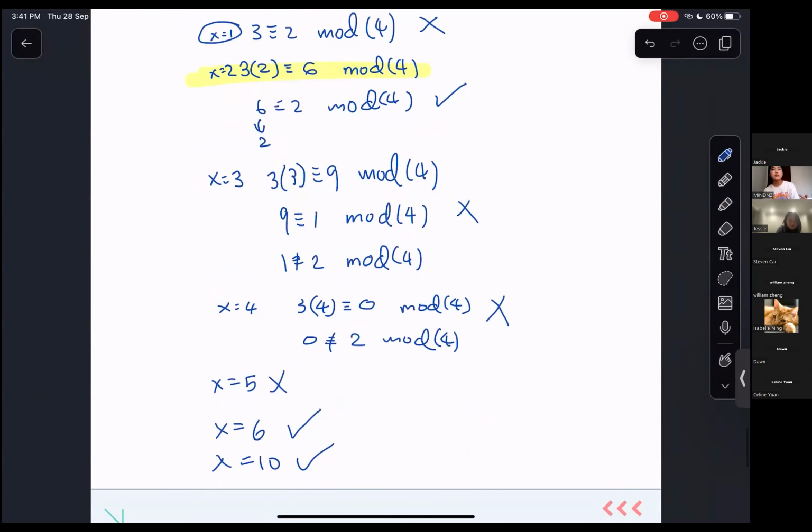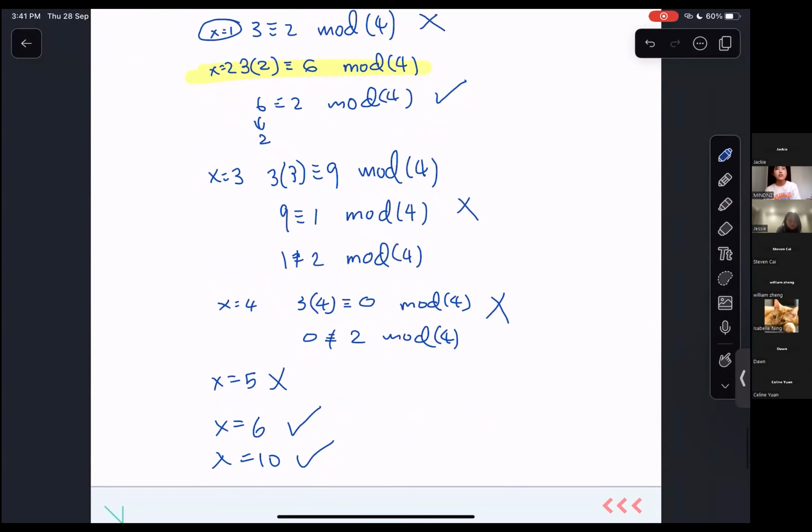And the relationship we can see between all these numbers is that we should be looking for something like this, right? x leaves a remainder of 2 when it's divided by 4, because 6 divided by 4 leaves a remainder of 2, and then 10 divided by 4 leaves a remainder of 2 as well. And that should just be our system of solutions.